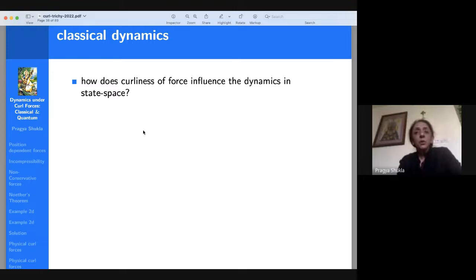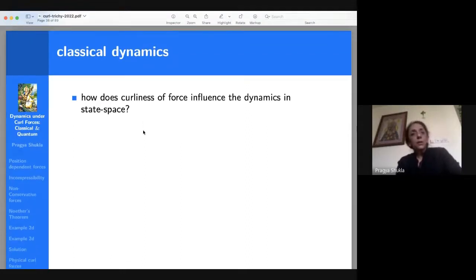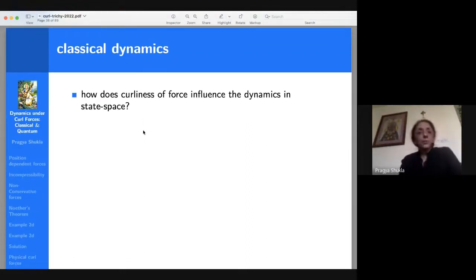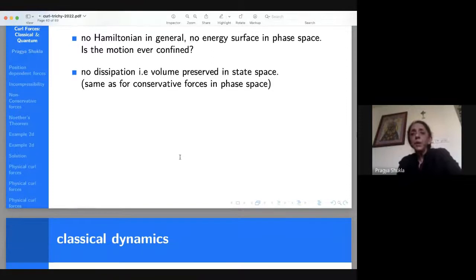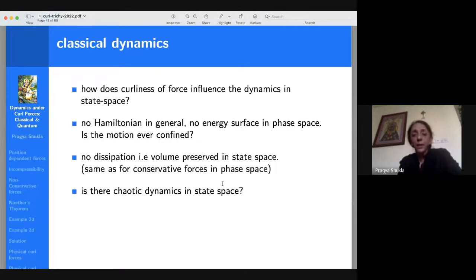Okay. Now let us move to classical dynamics, because many of you will probably be interested in knowing how curl forces influence the dynamics in state space. No Hamiltonian in general, no energy surface in phase space. Is the motion ever confined? No dissipation in volume; volume is preserved in state space, same as for conservative forces in phase space. What does it mean? How does it affect the dynamics?